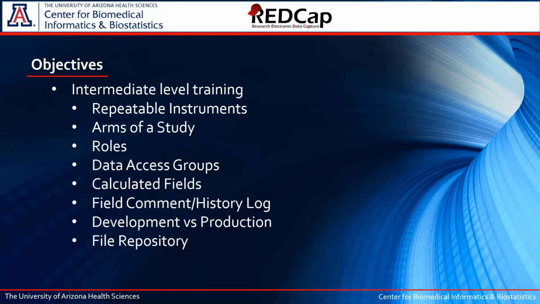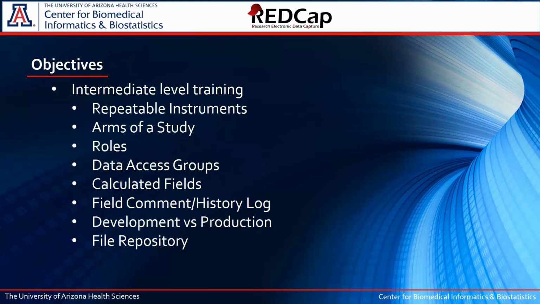Data access groups are the same thing as sites. So if you were going to do a study and you needed to collect data from different institutions, and each institution's data needed to be walled off from view from those in other sites, that's called a data access group, and I'll show you how to set those up.